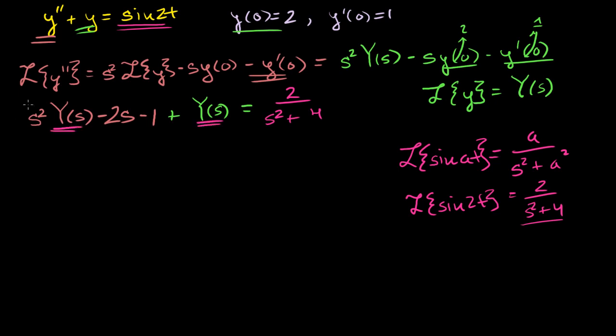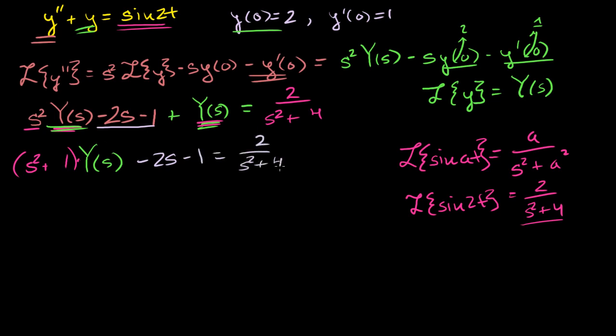That's a y of s term. And so we could write the left-hand side here as s squared, that's that term, plus 1, the coefficient on that term, s squared plus 1 times y of s. Let me do it in green. So this is a y of s, and this is a y of s, times y of s. And then we have the non-y of s terms, these two right here. So minus 2s minus 1 is equal to 2 over s squared plus 4.